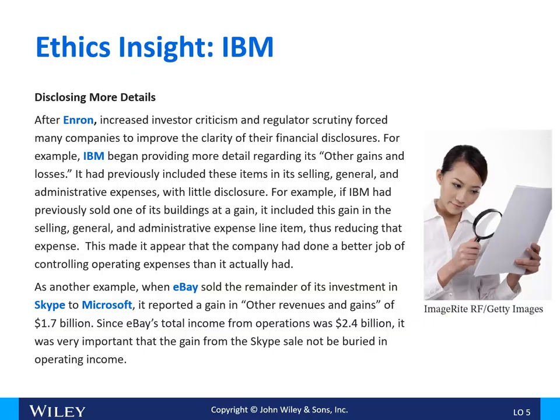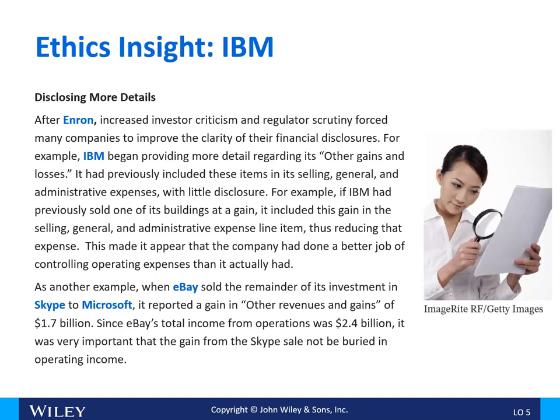So if they sold a building at a gain, they would include that gain in the selling, general, and administrative expense line item. So it would reduce the expense, and it would look like their operating expenses are lower than they actually were.